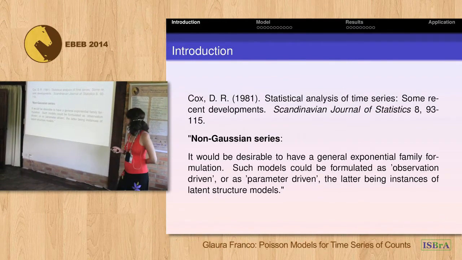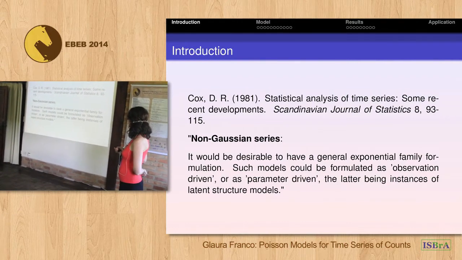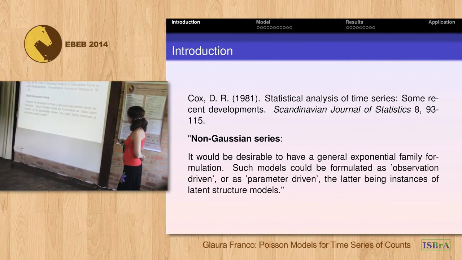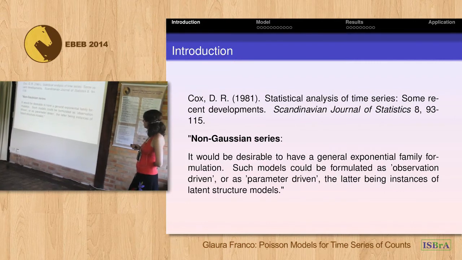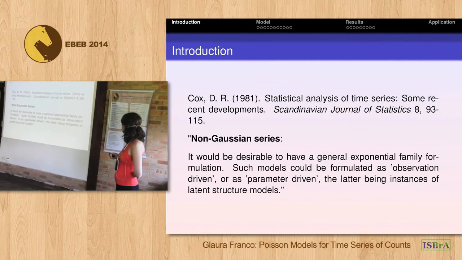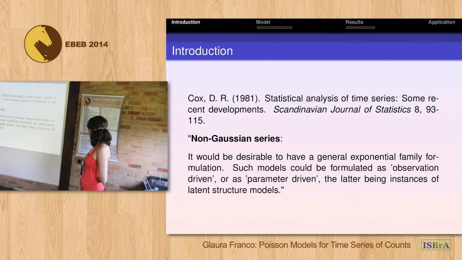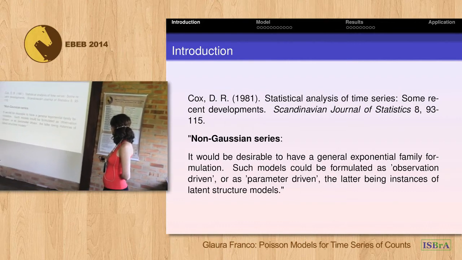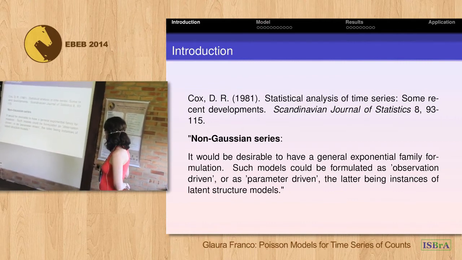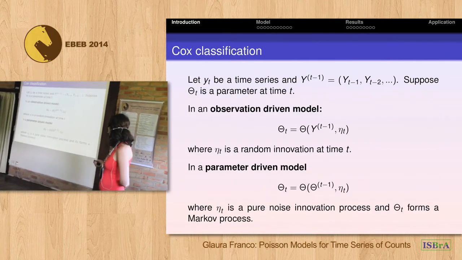This classification of observation and parameter-driven models is due to Cox in 1981. He classified, for non-Gaussian time series, the observation and parameter-driven model for the general exponential family formulation. I am going to show the main difference between these two classifications, but this last one is mainly for models that have latent structures. So this is the classification.